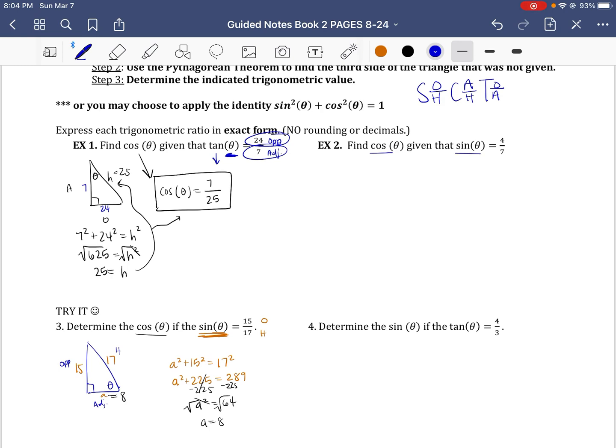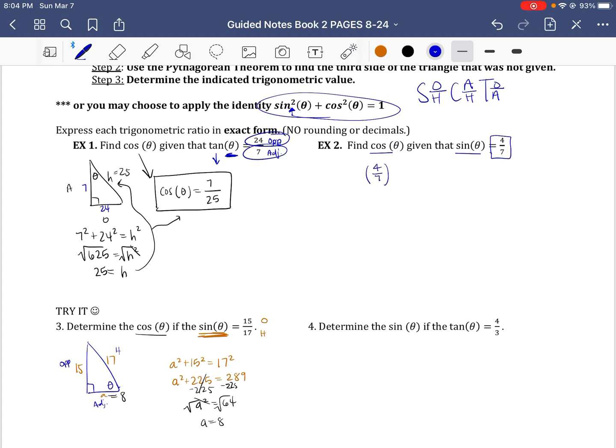So this says find the cosine given that the sine is 4/7. If this is an equation that's true all the time, and the squared, it's really weird the way they write, I guess, these trig functions, but that just means the whole thing sine squared or cosine squared. So if we find the cosine given the sine, then essentially we would set this up where this could be substituted in for the sine.